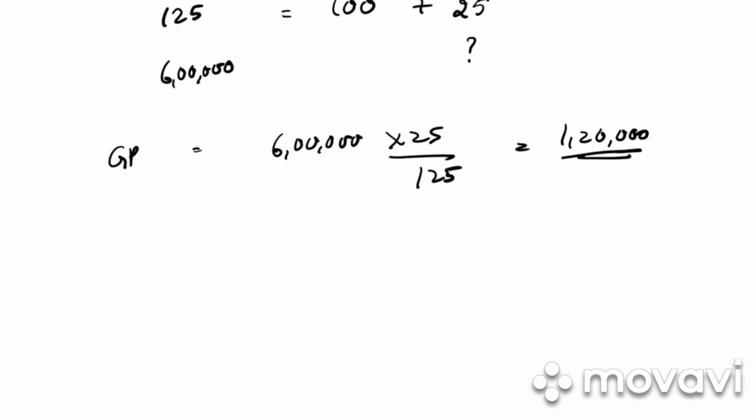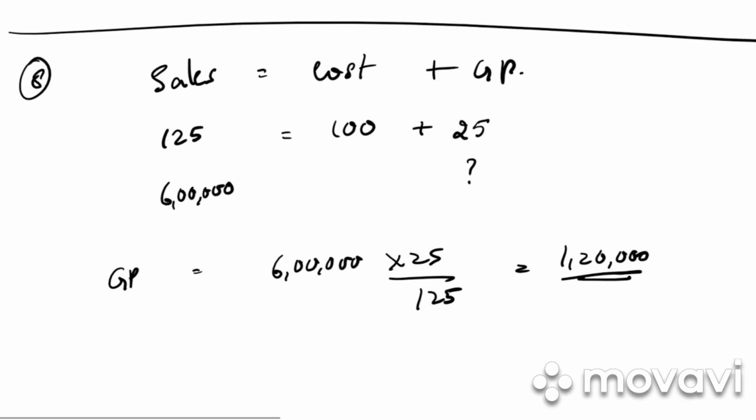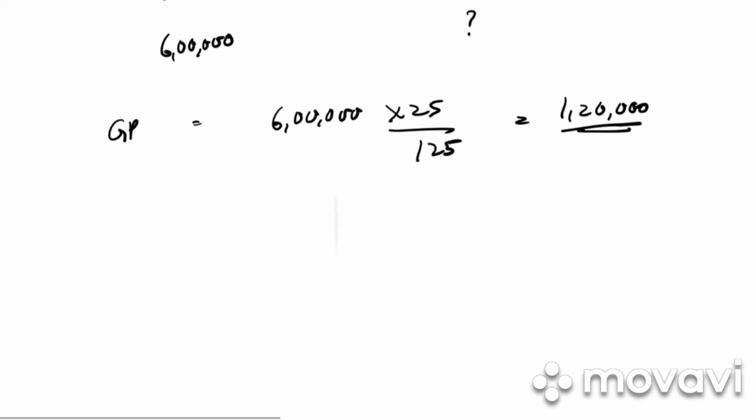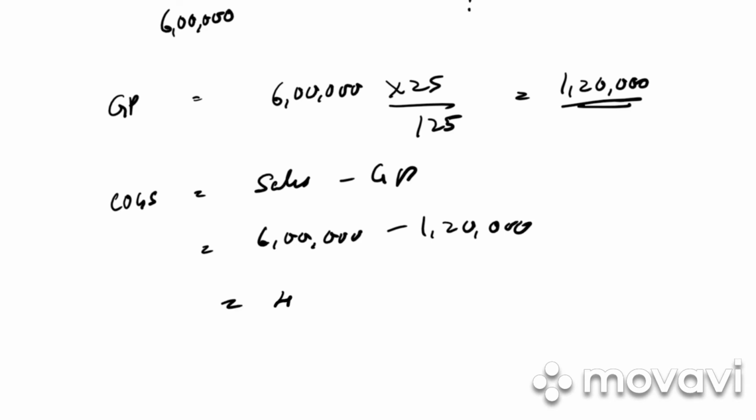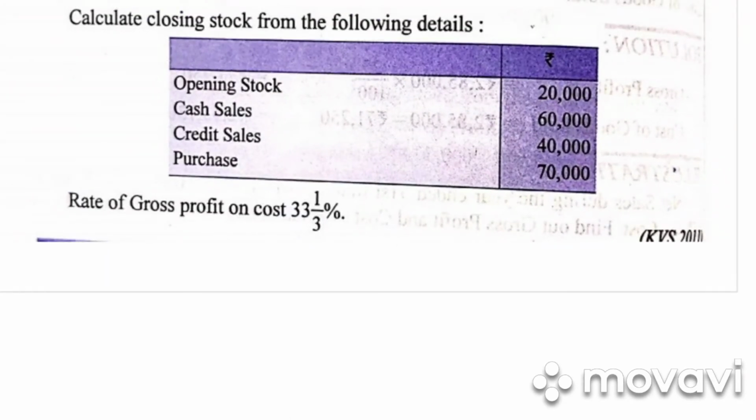There is a difference when they have told that the gross profit is on sales and gross profit is on cost. Cost is always 100. So we'll be writing sales is equal to cost plus gross profit. So cost is 100 and gross profit is already given 25. So we know the sales amount. So what can we find out? Gross profit. Next, cost of goods sold will be sales minus gross profit. That is 6 lakh minus 1,20,000, 4,80,000. Clear?